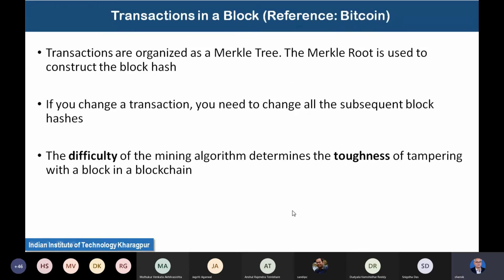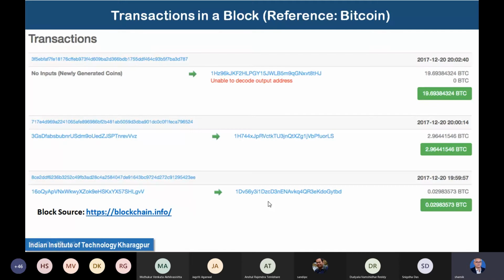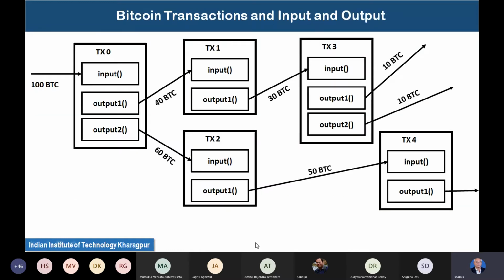Now we'll move on to the organization of transactions in the block. Transactions are organized as a Merkle tree, which we have already seen, and if you change something, you have to change all these things, so that we all know pretty well. Now, transactions in a block: they are organized one transaction at a time, and typically the first one is the one that talks about how much Bitcoin was paid for mining that block. That is the first transaction, and the remaining transactions in a block refer to the actual transfer of Bitcoins from one source to some targets. I will come to that in a bit more detail very quickly.